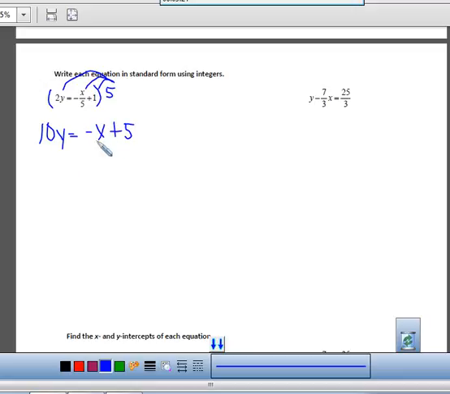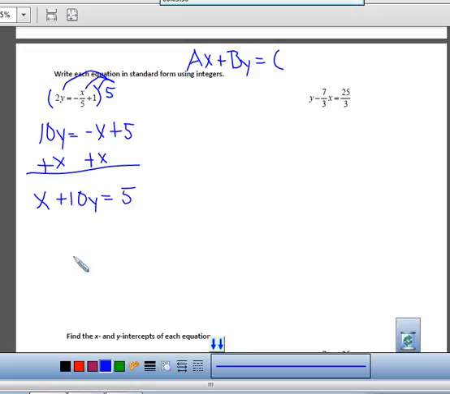Now, I want to get it in standard form, which is ax plus by equals c. So I've got to move the x over to the other side, so I'm going to add it to both sides. It would be 10y plus x, but I'm going to switch it around, so it's x plus 10y equals 5. That's like saying 1x plus 10y equals 5.